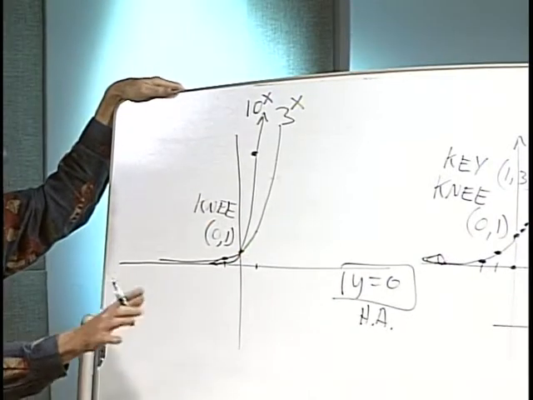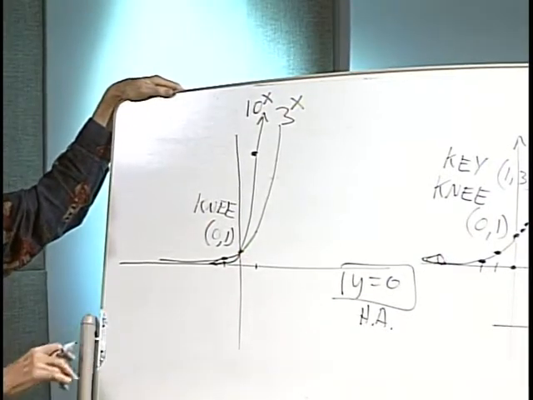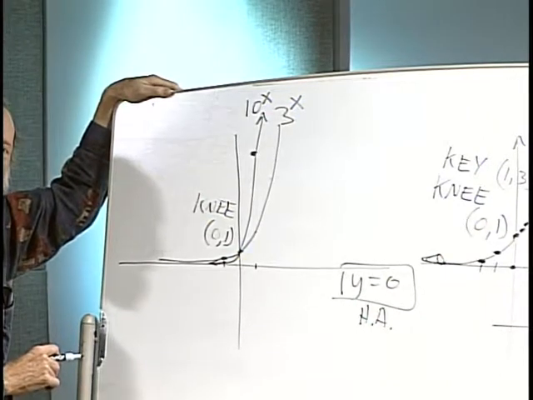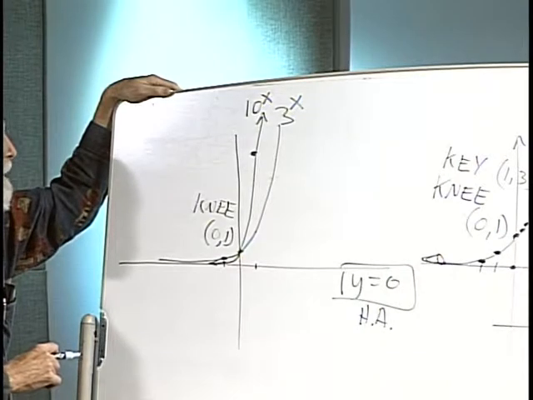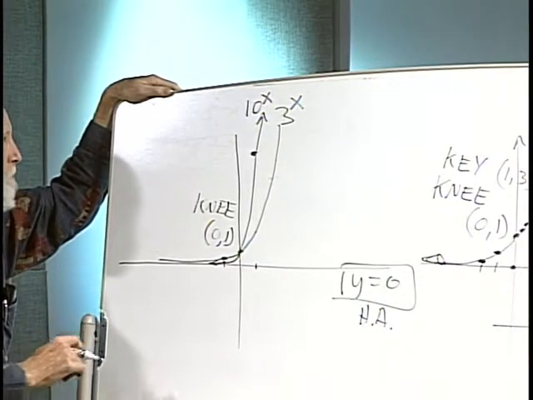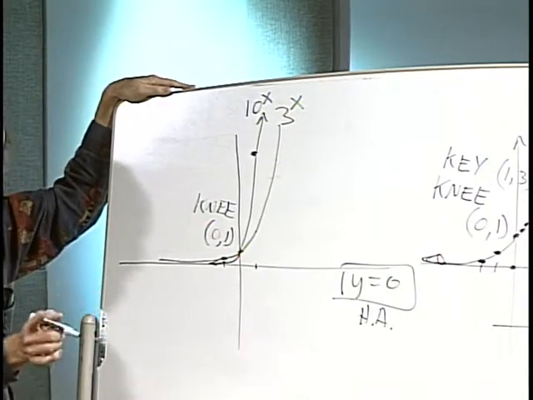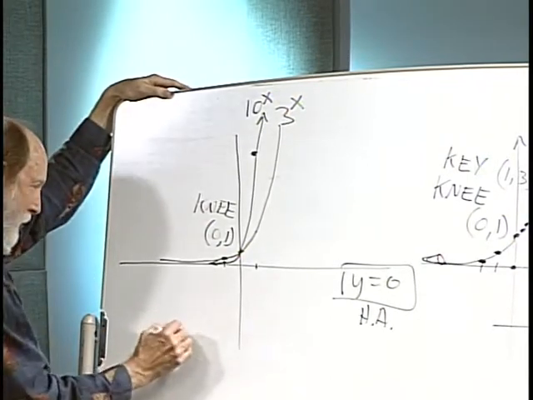Let's do two other important bases. Yes, Alyssa? Can we find the asymptote using the equation, or is it just where it hits the y-axis? Good question. Here's the deal with asymptotes, and we've done this with rational functions in particular.